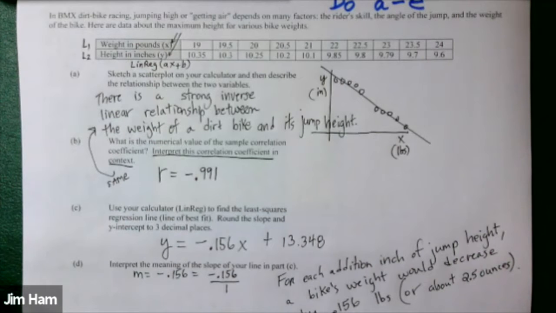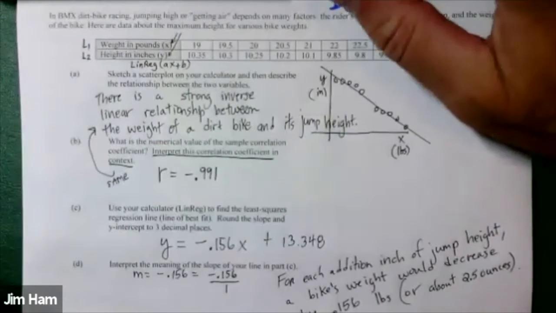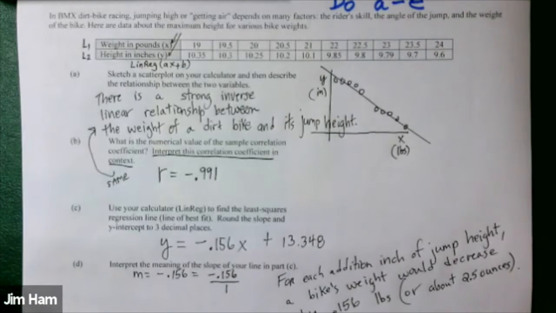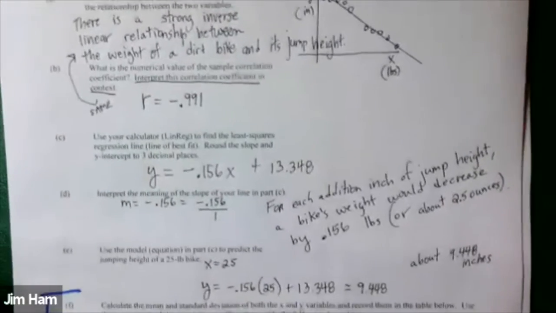And all of these bikes are somewhere between 19 pounds and 24 pounds. So you can just imagine if you had a bike of 2,000 pounds, you probably couldn't jump very far off the ground with a bike that heavy. All right, all of the statistics here are statistics that you'll get from the calculator's linear regression.